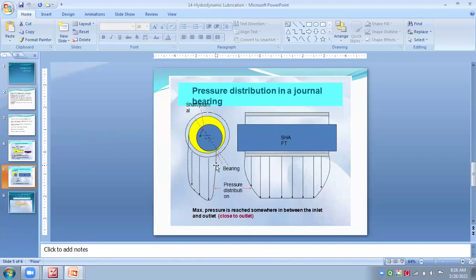For these hydrodynamic lubrications, we will study hydrodynamic journal bearings in the next lectures.